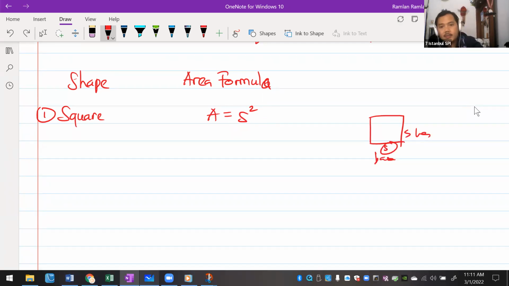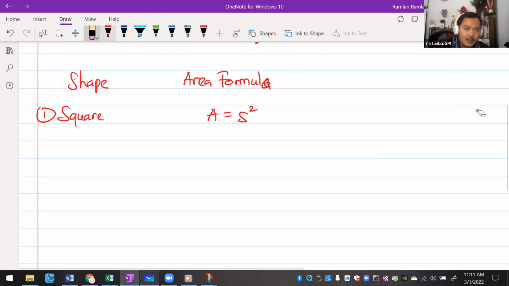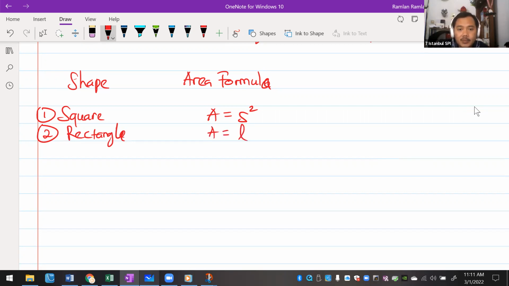So again, guys, remember that you don't really need to memorize all of this because the area is just base times height. Yeah, but I'm going to write these down anyway. Okay, number 2, we're going to talk about the rectangle. You can write this down as length times width, or base times height. It's up to you. I'm going to write it down as the length times the width. Same idea, guys, base and height.